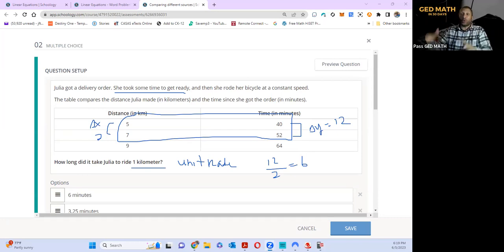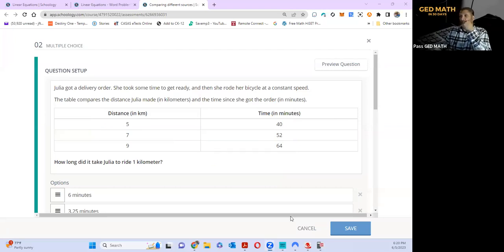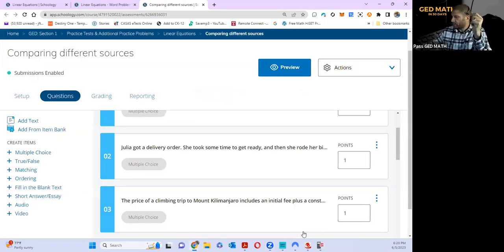And this is why Schoology gives you so much practice. So when you see a problem that's similar, you won't be shaking at all, and you can do it in seconds.